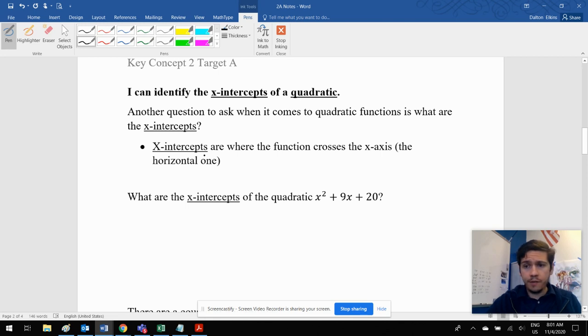Okay, for the rest of this target, we have a lot of things to talk about when it comes to the graph of parabolas and quadratics. So one question to ask is, where are the x-intercepts when we look at the graph?